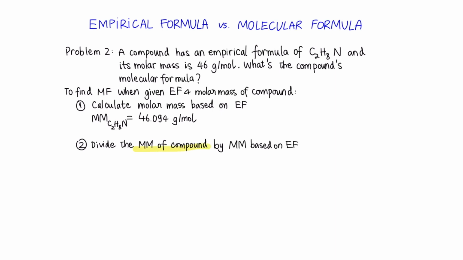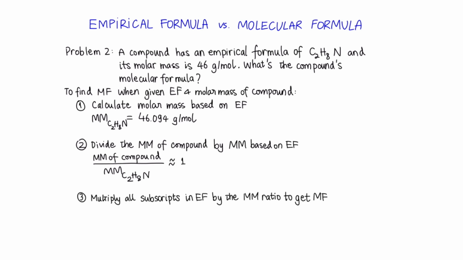Next, in step 2, we're going to divide the molar mass of the compound given in the prompt by the molar mass based on the empirical formula that we just calculated earlier. That's going to be 46 grams per mole as given in the prompt divided by 46.094 grams per mole that we calculated from step 1, and that's going to give us the molar mass ratio of roughly 1. Now that we have the molar mass ratio, we're going to multiply all subscripts in the empirical formula by the molar mass ratio to get the molecular formula.